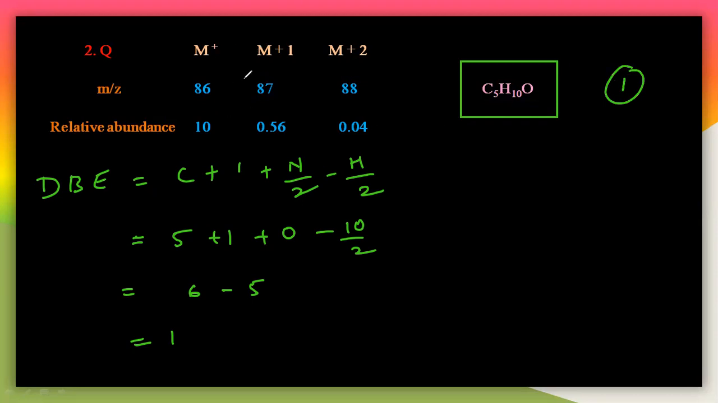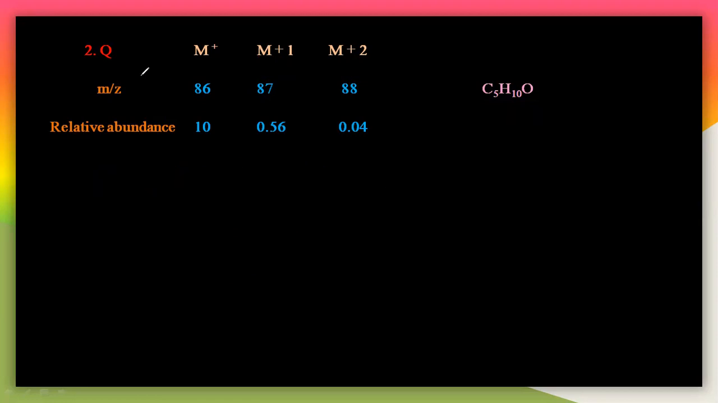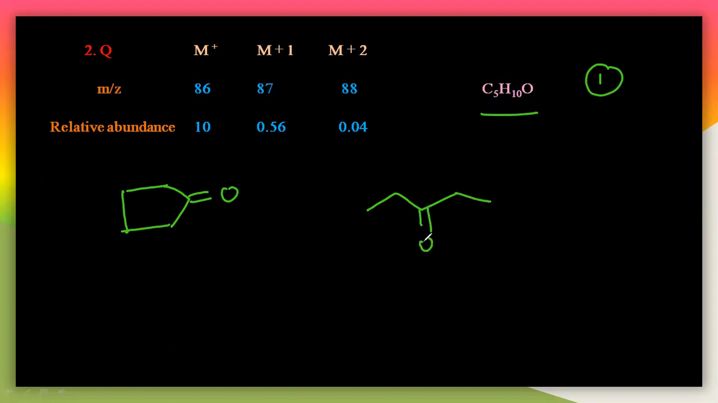Now let us try to get the structure for that particular formula here, C5H10O here. So double bond equivalence, which is 1, and you can get the molecular formula, that is C5H10O. Try to get the structure of that particular formula here. So I will try to get that particular formula here. So let us try to get some particular formulas for it.